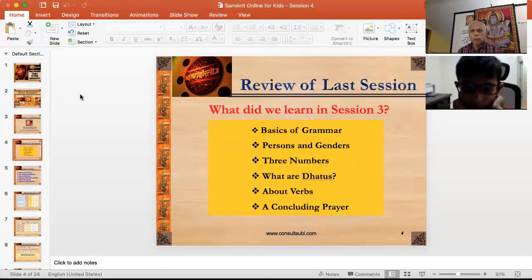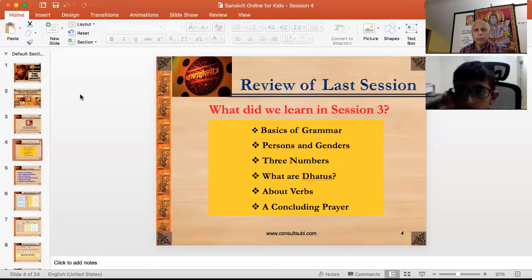We will review what we learned in the last session. Do you remember we learned something in session 3 which covered the basics of grammar. Sanskrit grammar is different, and we had a very quick glance at the basics of grammar, like how many persons there are and how many genders there are. It has singular, dual, and plural. So there are 3 persons, 3 numbers: first person, second person, third person, and 3 numbers.